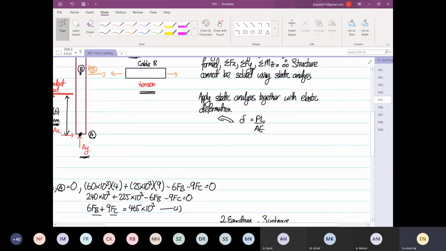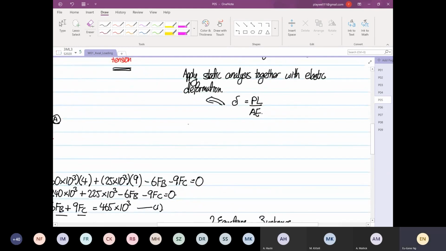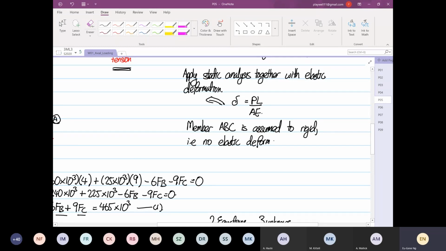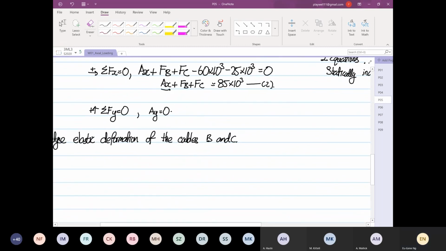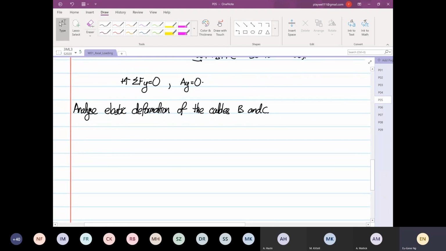So the only way to do this is to consider cable B and cable C. So I'm going to write down here that member ABC is assumed to be rigid, i.e. no elastic deformation. So there's nothing to do with elastic deformation of ABC. You can't do anything because you assume it to be a rigid body. So the next thing that we have, we're going to analyze the deformation of the cables at B and C.